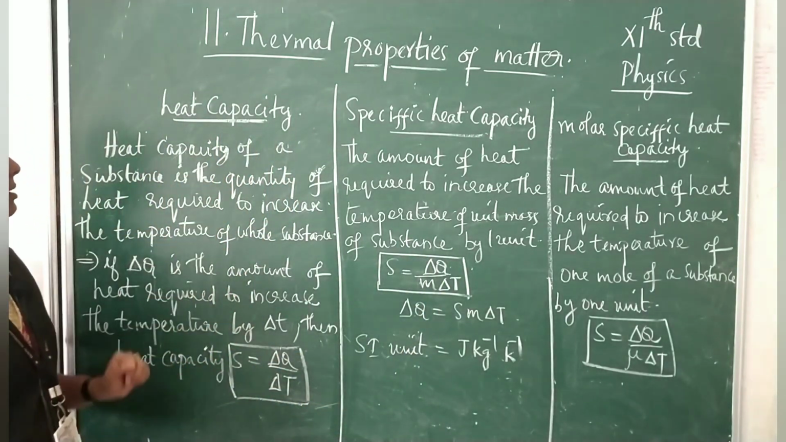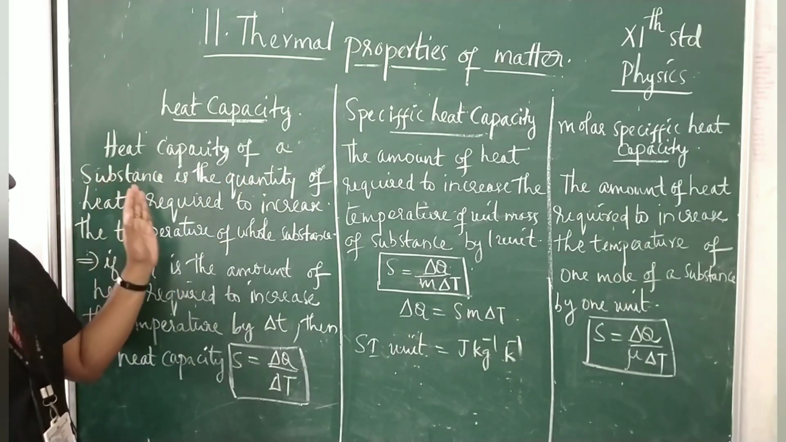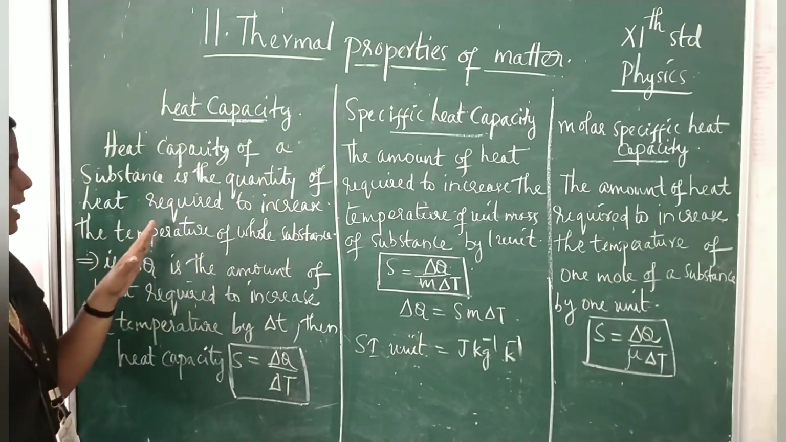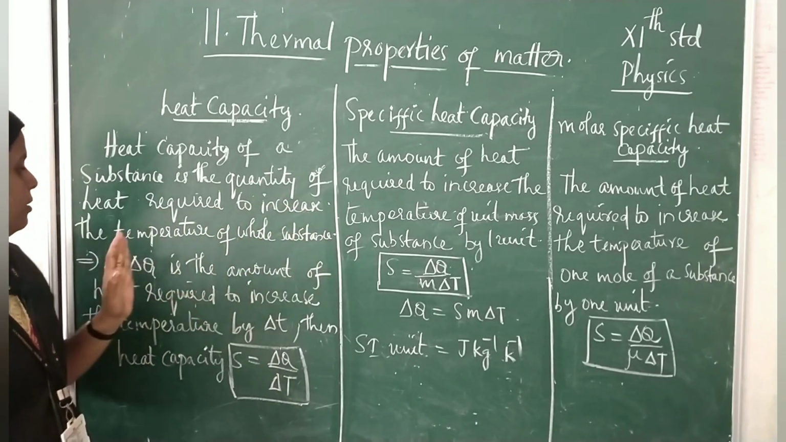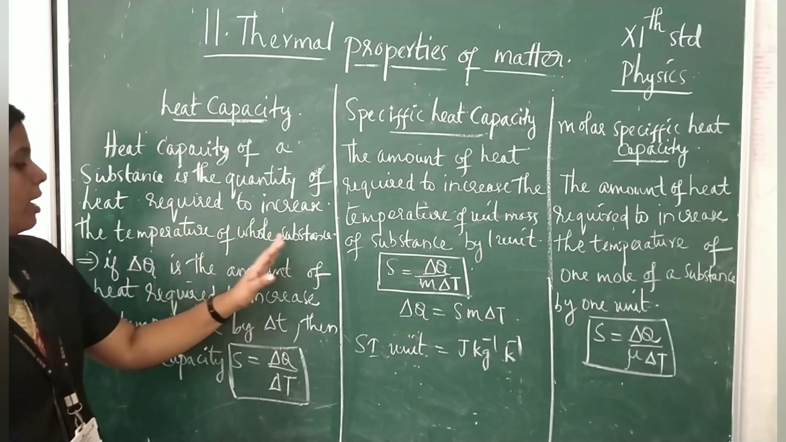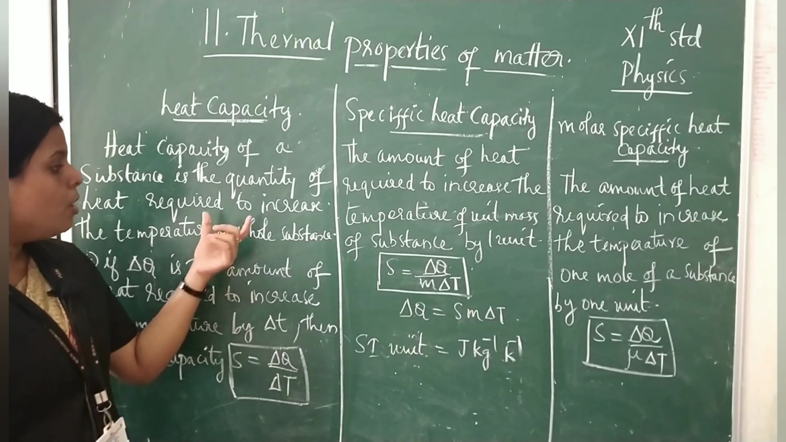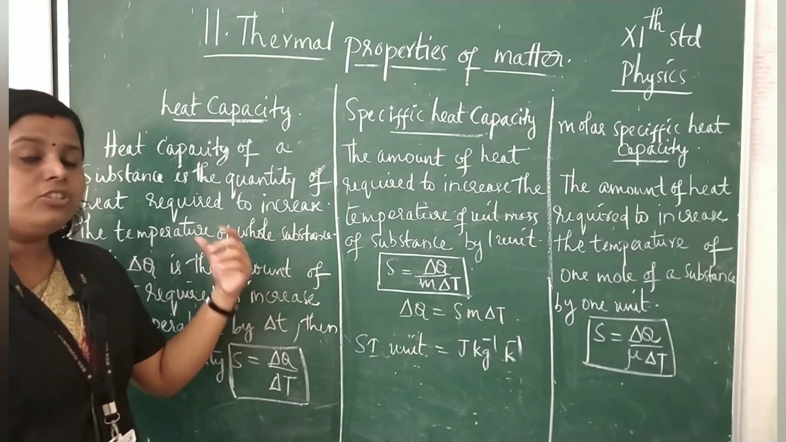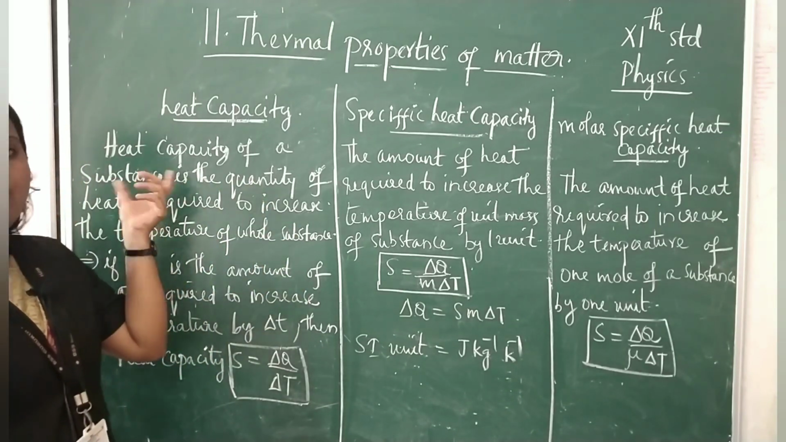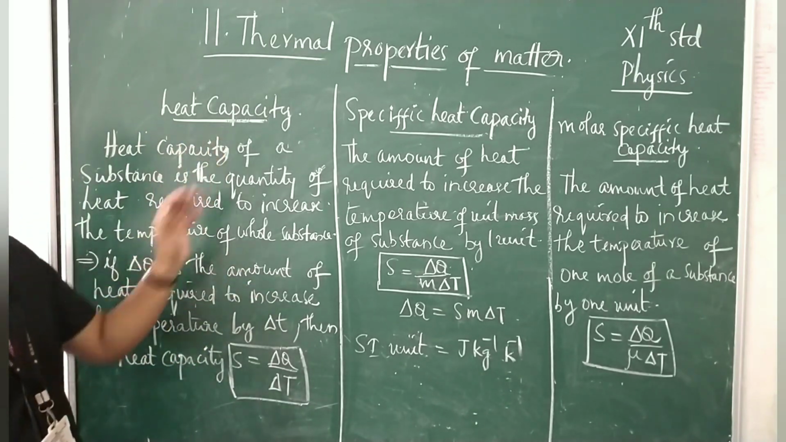What is heat capacity? The heat capacity of a substance is the quantity of heat required to increase the temperature of a whole substance. So the amount of heat needed to increase the temperature of a substance, that is known as heat capacity.